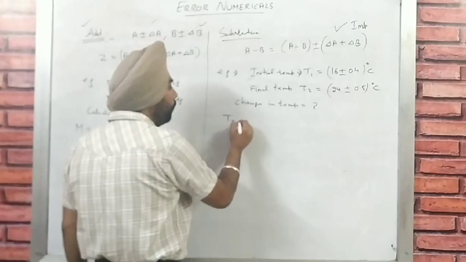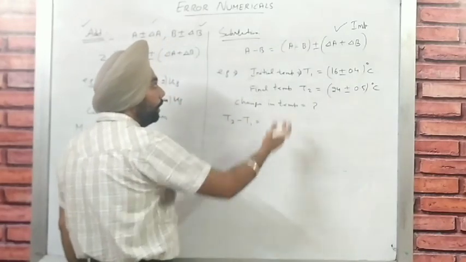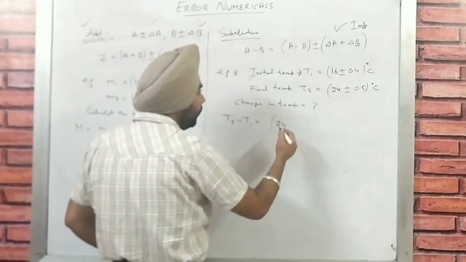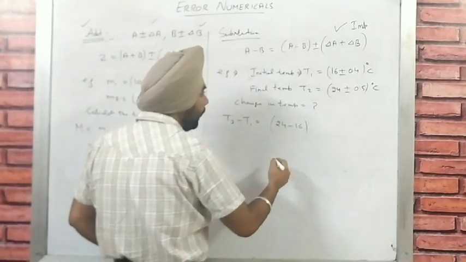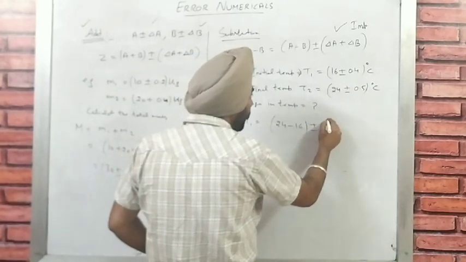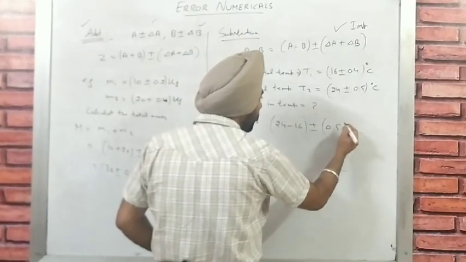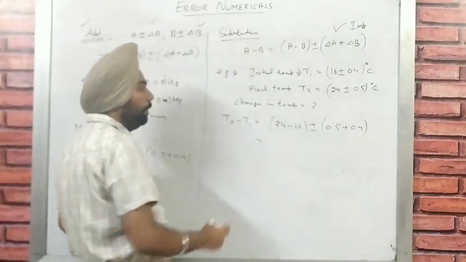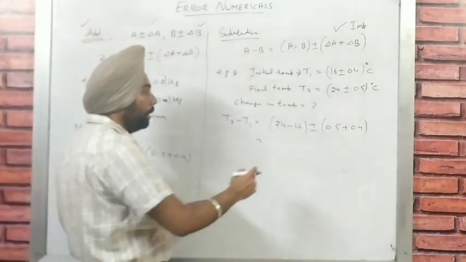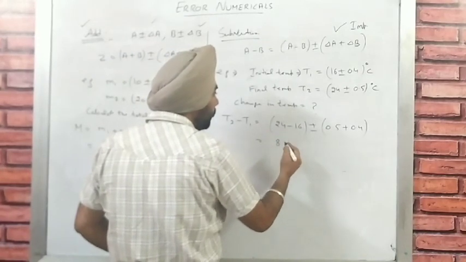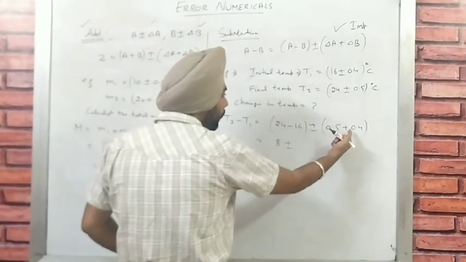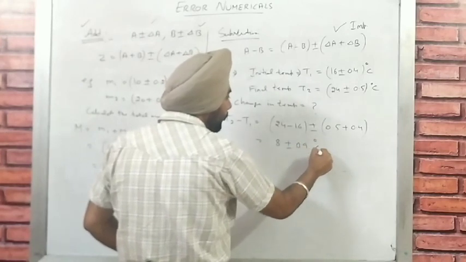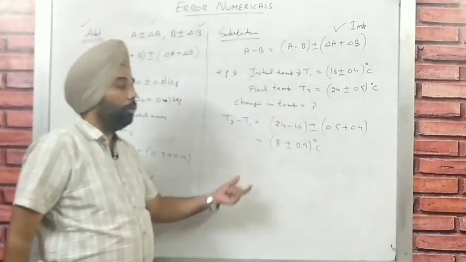Now if you want to find T2 minus T1 according to this formula, it is 24 minus 16 and similarly plus minus, and here is a very interesting thing, 0.5 plus 0.4. So 24 minus 16 is going to be 8 plus minus 0.5 plus 0.4, which is 0.9 degrees Celsius. Now that is going to be your answer.